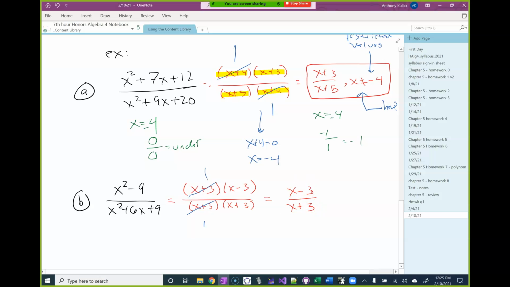Are there any restrictions? No. What's different about this one than the previous one? There's still an x plus 3 in the denominator, right? So if I plug negative 3 in, I'm going to get undefined on the left and the right, and everything is fine. So this one, there's no restriction.